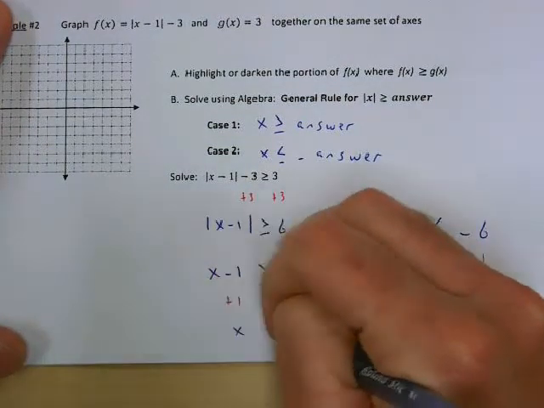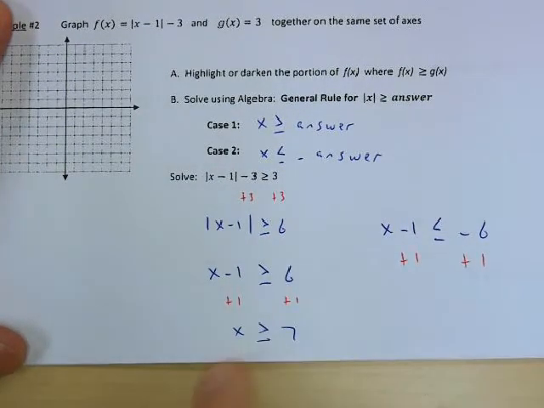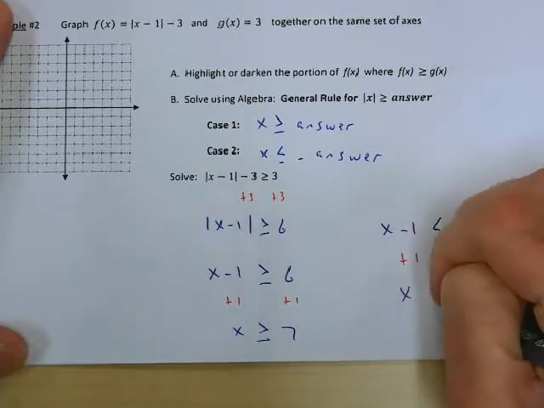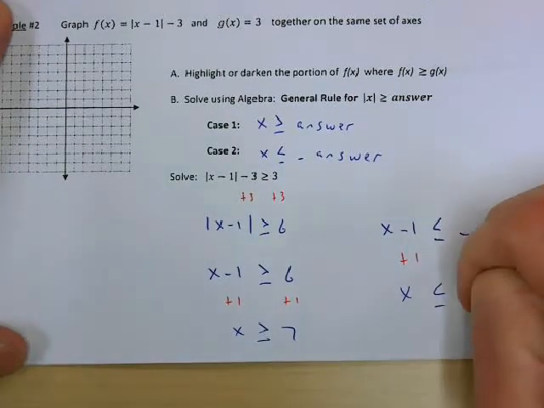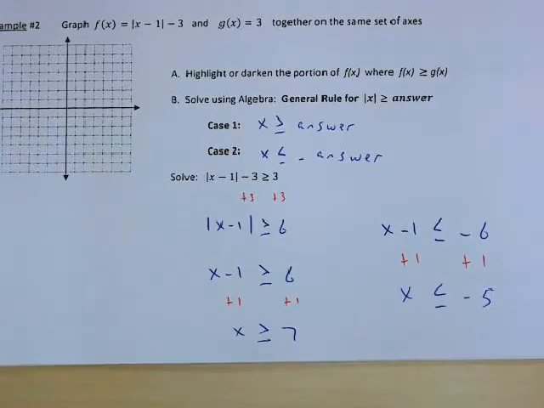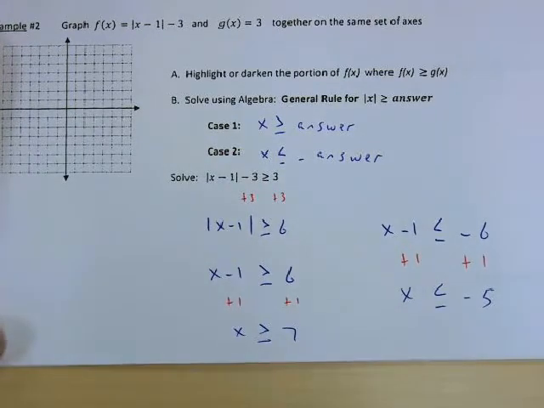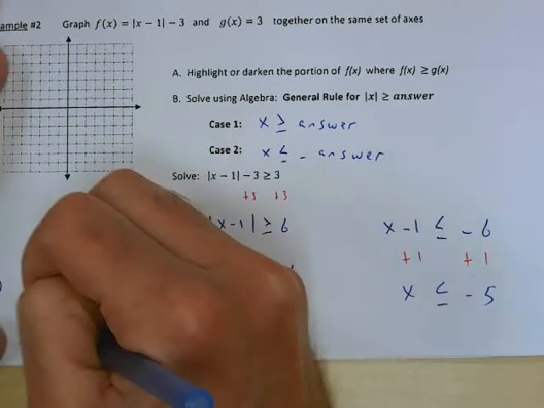And then we get x is greater than or equal to 7. That's going to give us one range of answers. And then x is less than or equal to negative 5. That's going to be our other range of answers. Okay, so then these are the 2 scenarios that are going to give me answers that make this equation here come out true. Okay, so if we graph that on a number line, what does that look like?